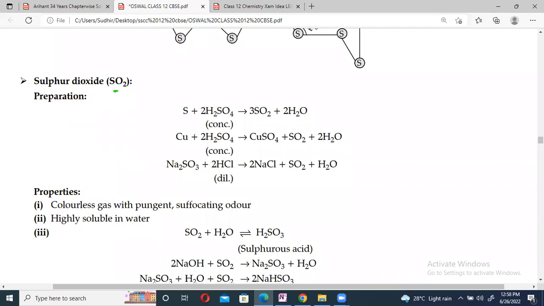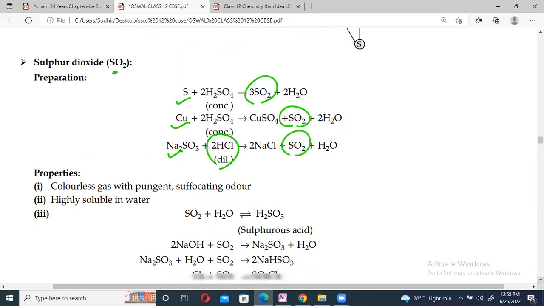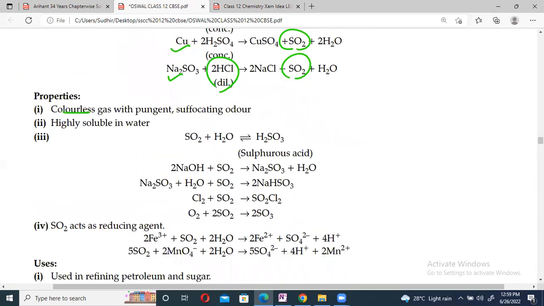Then the dioxide of sulfur is prepared by the reaction of sulfur with oxygen, or copper with concentrated sulfuric acid, and SO2 is obtained. Sodium sulfite with dilute HCl also gives SO2. What are the properties of SO2? Colorless with a pungent, suffocating odor, soluble in water. On reacting with water it forms sulfurous acid. NaOH with SO2 gives Na2SO3, and Na2SO3 with water gives NaHSO3. Chlorine with SO2 gives sulfuryl chloride.